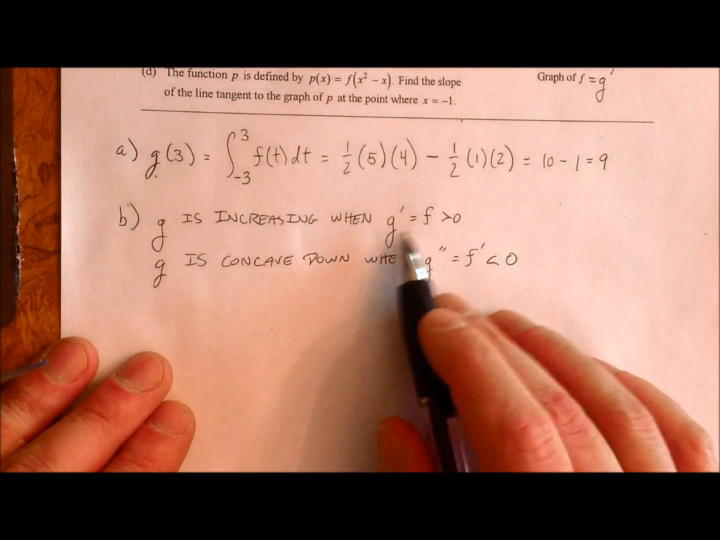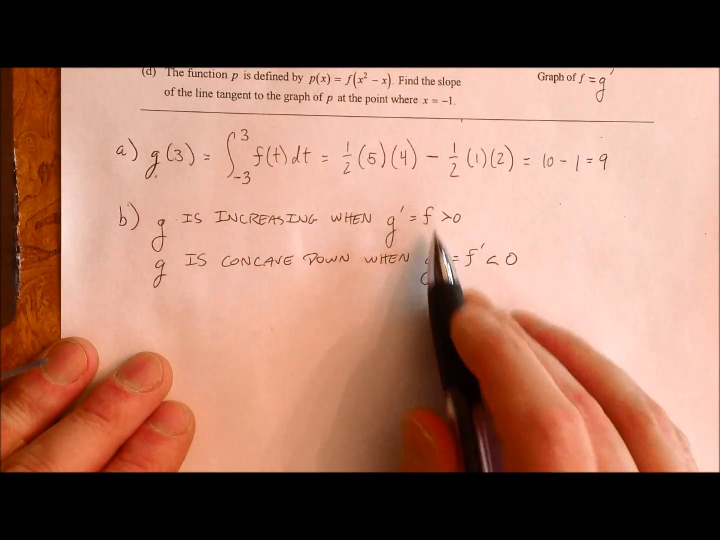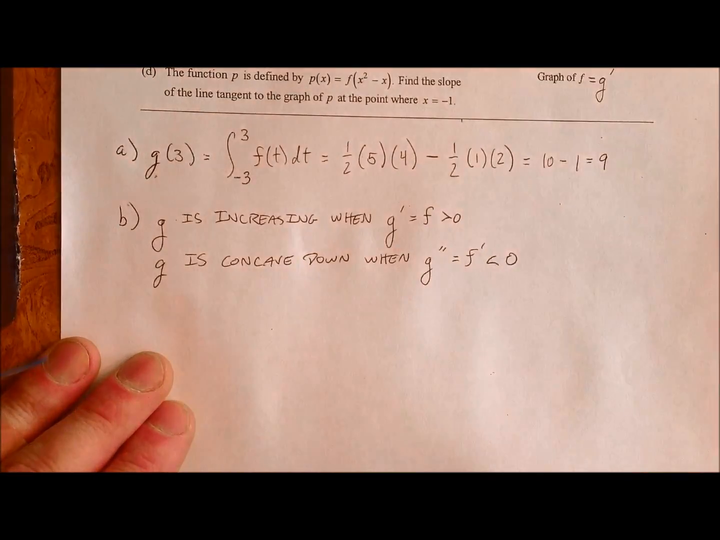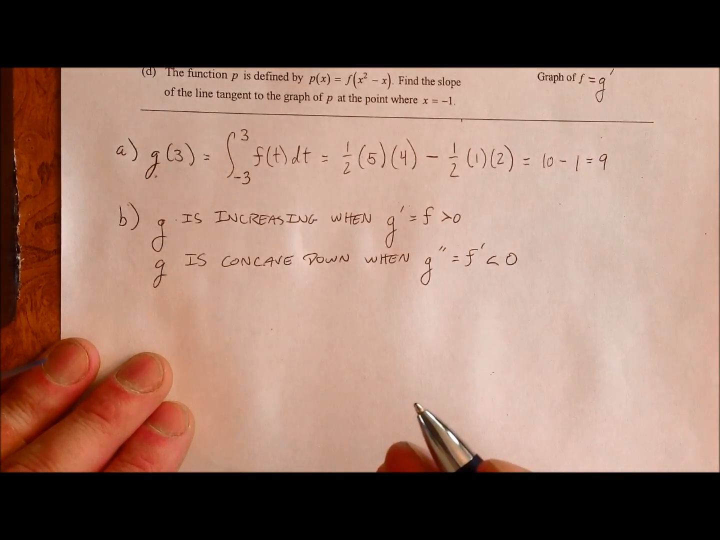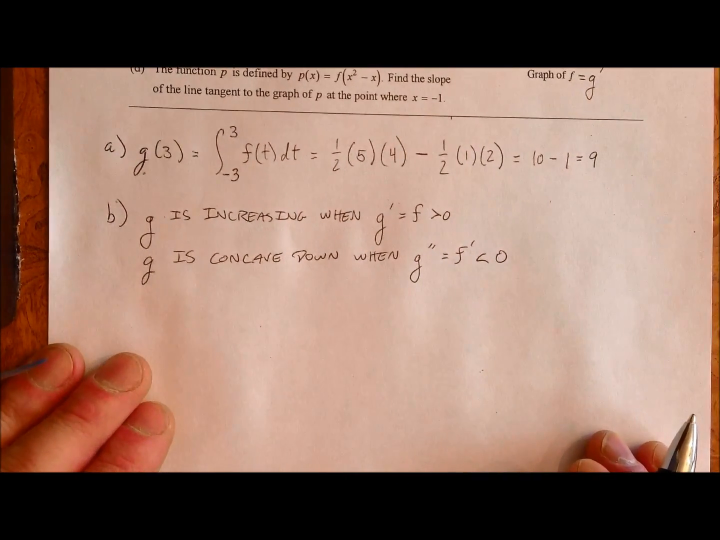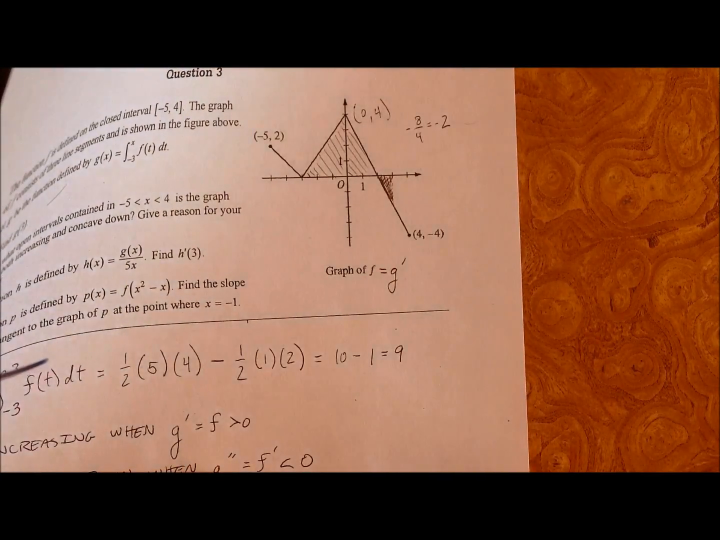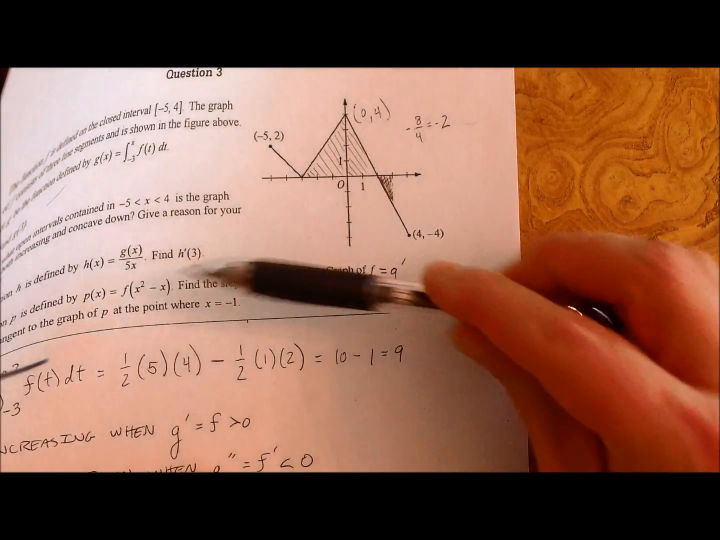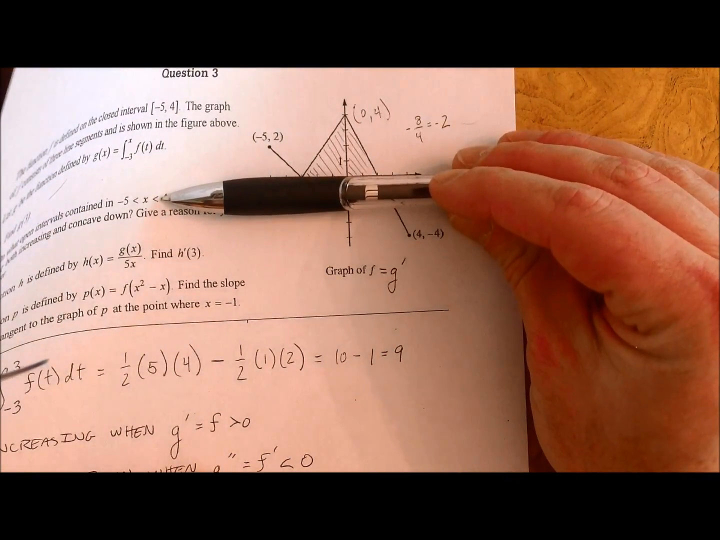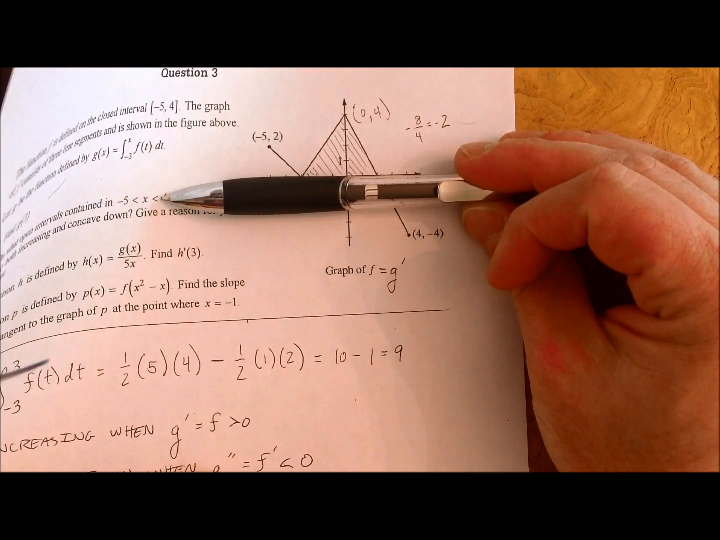Okay, so it's important in both of these cases to note that g prime is f and g double prime is f prime. This is how you accumulate points in these sorts of problems. You need to show knowledge of calculus. So at this point you just look at the curve and figure it out. So g prime just is the value of f, and f is positive whenever we're above the axis. So those will be my possibilities.